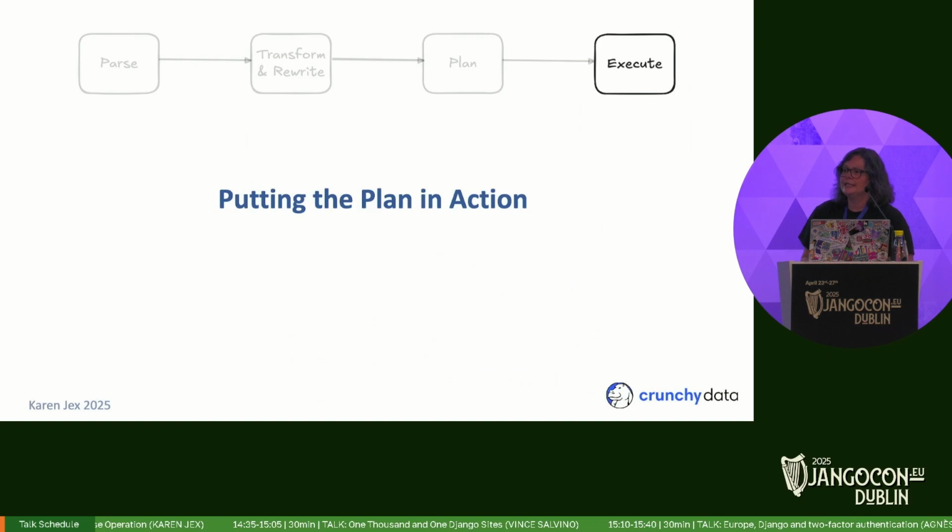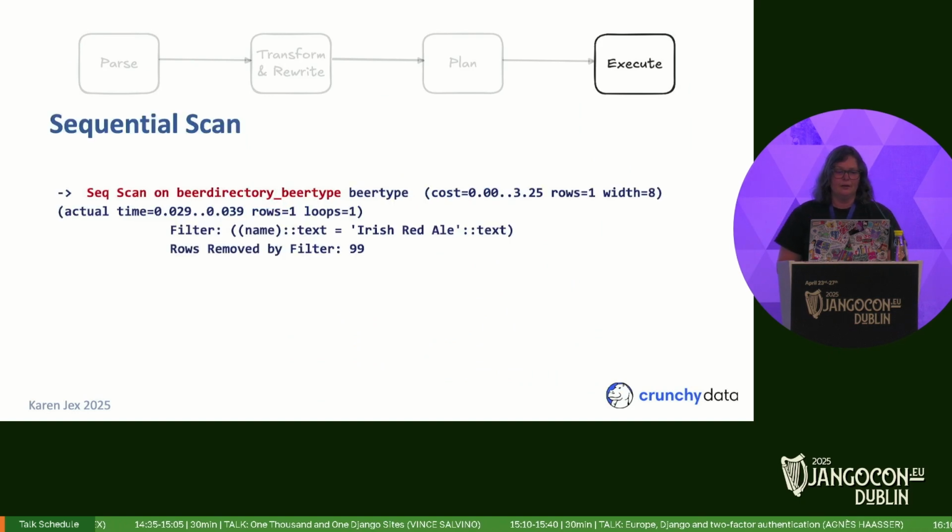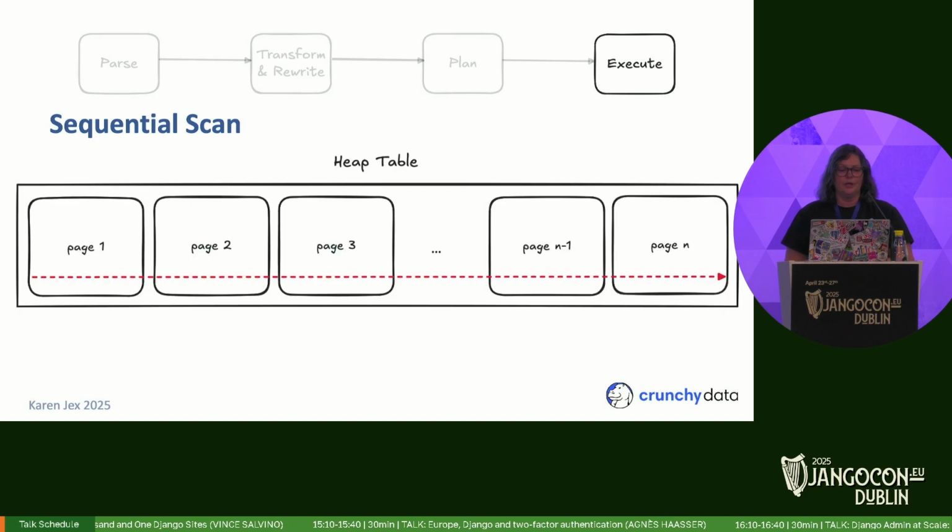Okay, so now Postgres has to put the plan in action. First of all, we had a sequential scan on beer type. A sequential scan, as I said, checks through each of the pages in a table to find the rows that it needs. In this case, we had a filter. We were filtering just for a particular type of beer. So it will check as it goes to just bring back the rows that match the filter.